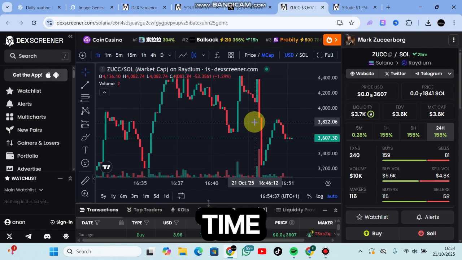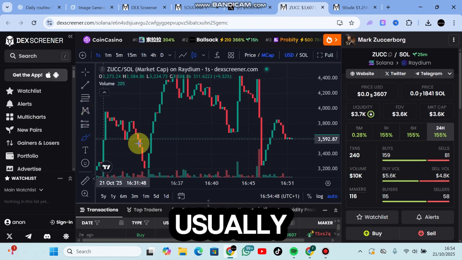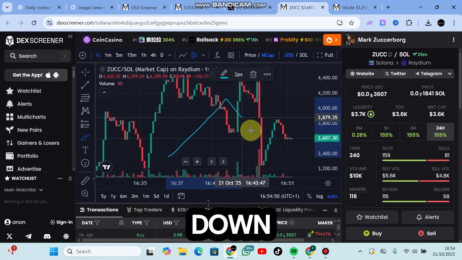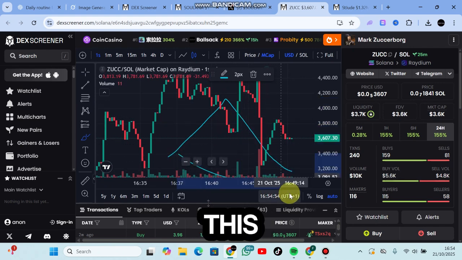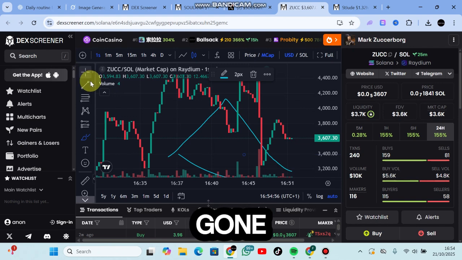So guys, I will not recommend you buy this particular token that you have seen on your screen because by the time you get to see this video, these tokens might have gone to the peak and they might have gone down to zero. All meme coins usually go up to the top and then go back down to zero. So that's the last part of a meme coin. By the time you get to see this video, this particular coin might have gone down to zero.